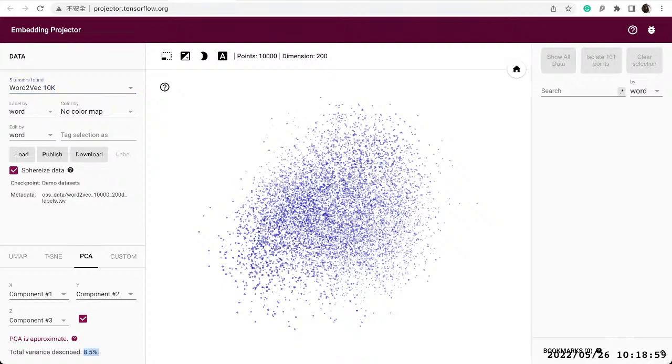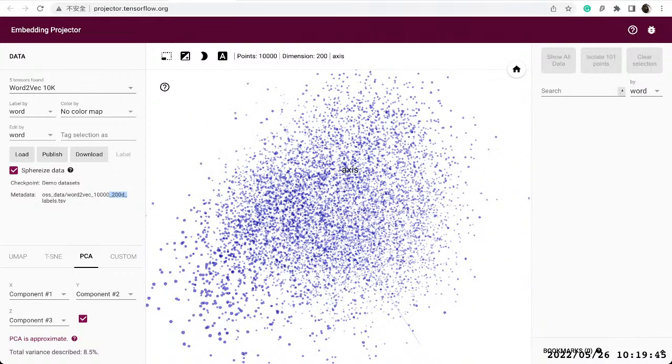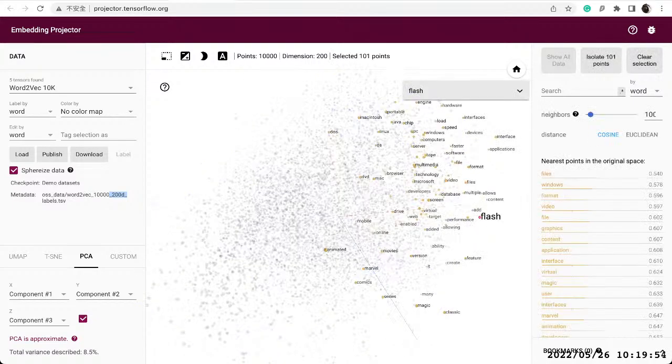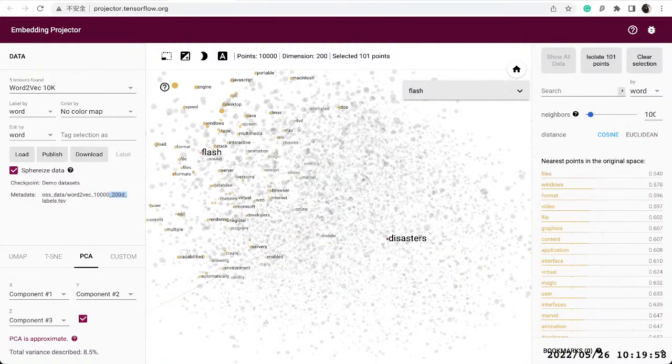Although the cumulative variance, which is stated right here, is 8.5%, which is far away from 100%. That means the 3D projection you see right here may not correctly represent the original 200 dimensions which represent the word itself. We use only three dimensions by using PCA right here. But you can still take a look at this, or you can simply click a random one of them.